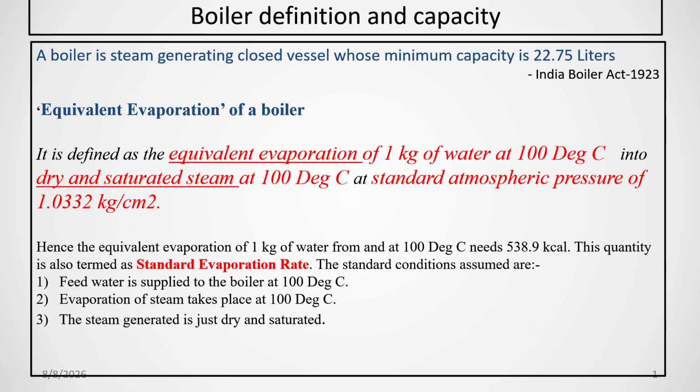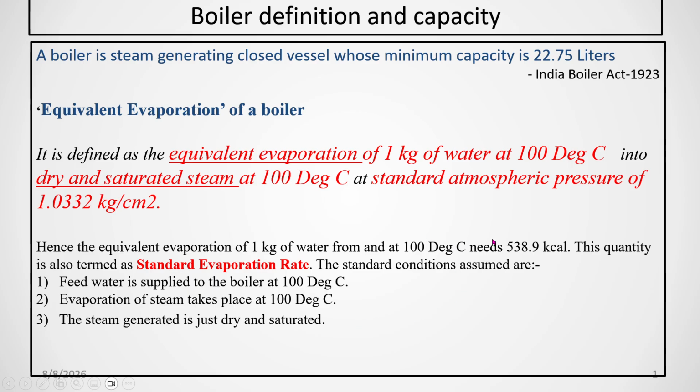What is the value of the equivalent evaporation? That is nothing but the latent heat at 1 kg per centimeter square: water at 100 degree centigrade converts into dry saturated steam at 100 degree centigrade. For that, 540 kilocalorie per kg of energy is required. So what is the condition? Feed water is supplied at 100 degree centigrade, evaporation takes place at 100 degree centigrade, and the steam is just dry and saturated.